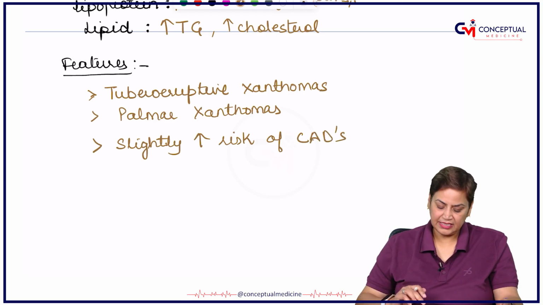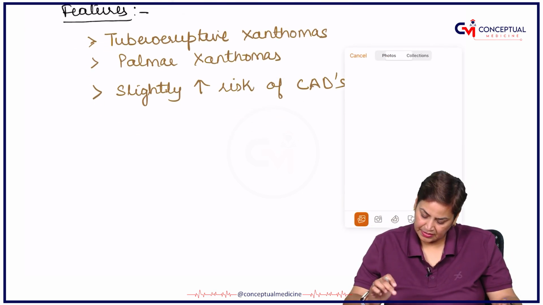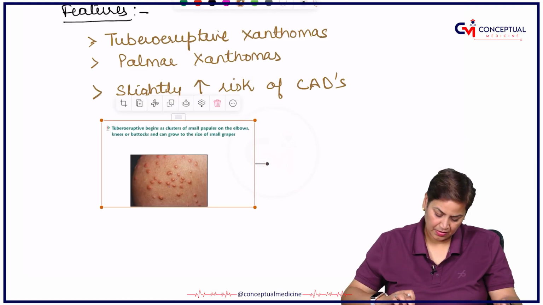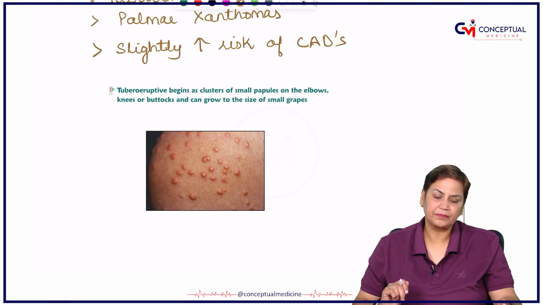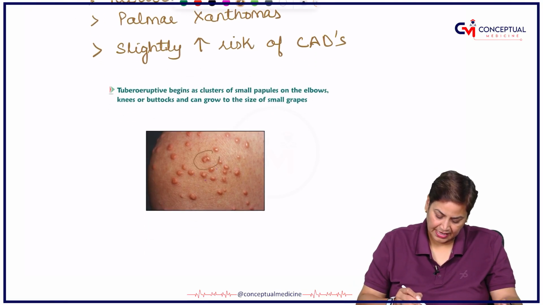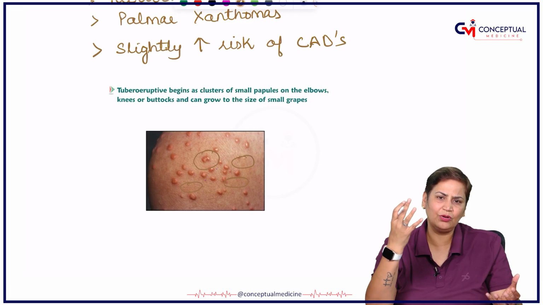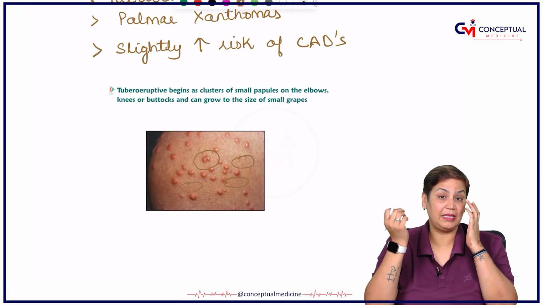Right. So this is type 3. Let me see if there is a picture of the xanthomas. These are the tubero-eruptive xanthomas. You can see the size. In later stages they may become like a bunch of grapes, and they will also be on the palm.